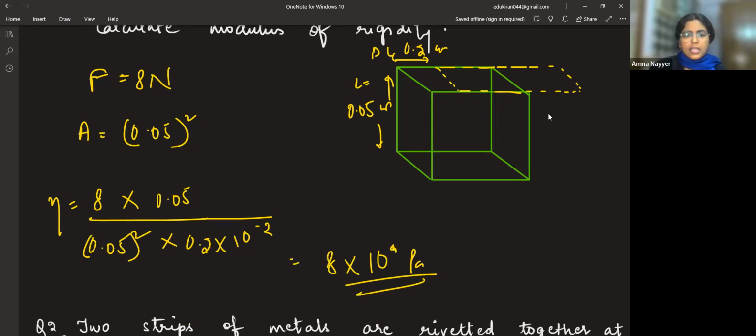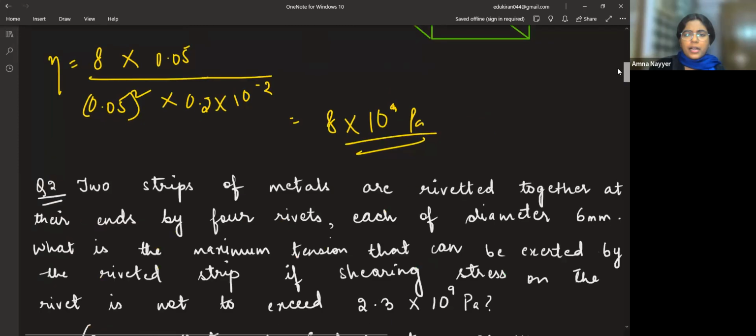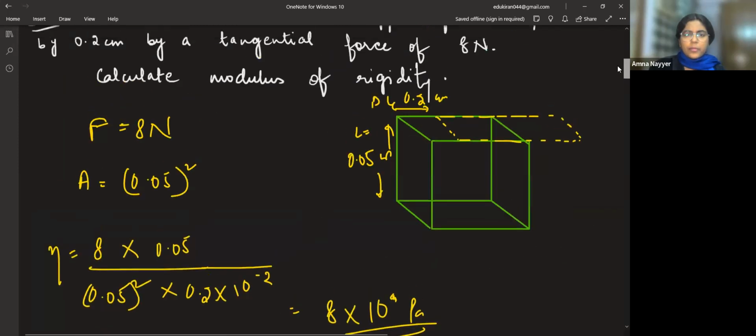Okay, class. So this was an easy question. One more question we'll have to practice, but first write this down. Have you all written the question?